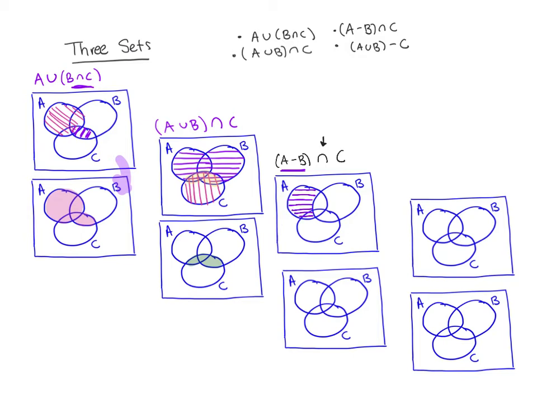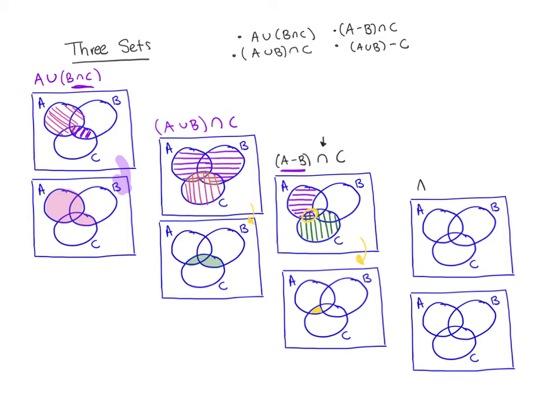Then I can also color in the stuff that is in C. And I'm looking for the stuff that is in both C and A minus B. So I notice the stuff that's in both is this little section right here. So that is going to be my A minus B intersect C. Okay. Again, I'm just sort of drawing the finalized versions below for each of these.